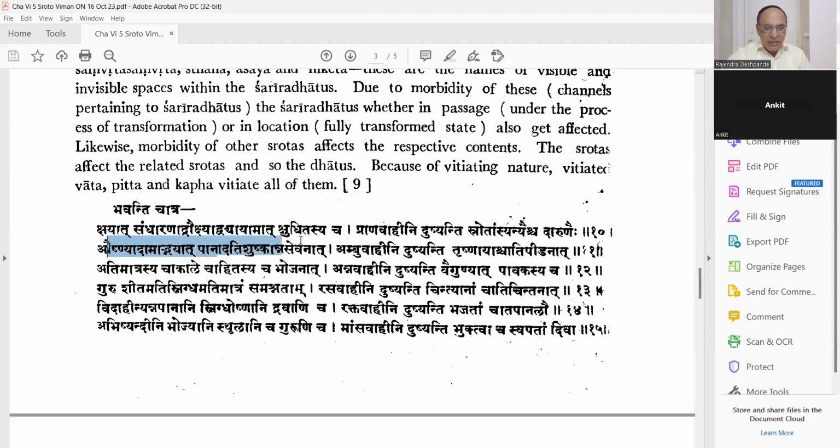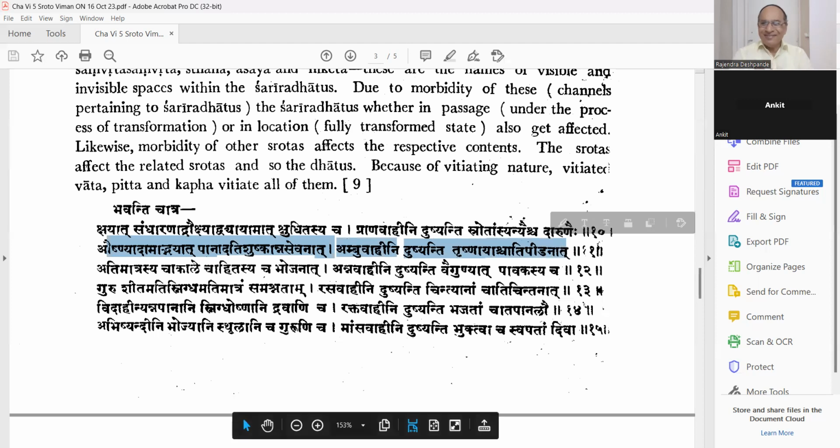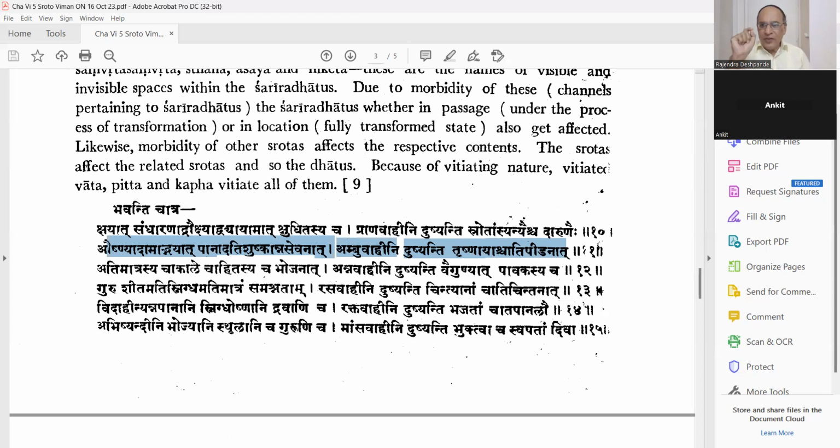Aukshnyat amat bhayat panat atishishkanna sevanat. Can you get it over here? Yes. Udakvahasrotas. Please write down the meaning of each word. Udakavaha Sroto Dushti Hetu. Hetu means causes, the etiological factors for disturbing our water and electrolyte balance.